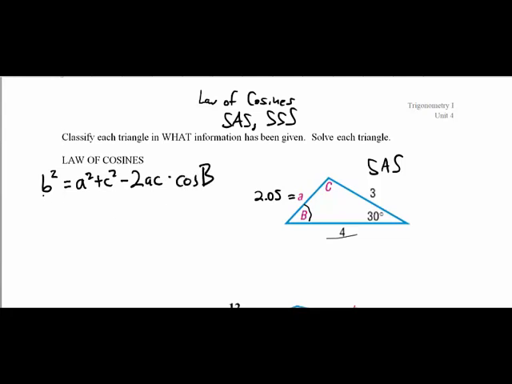So, the b side length is known. And the a side length is also known because we just found it. And the c side length was given in the original problem.